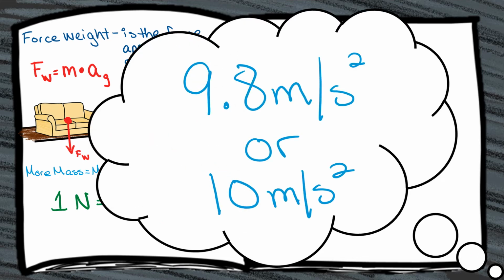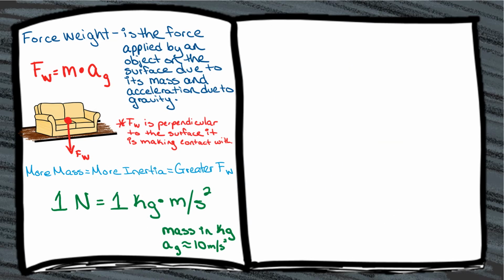Good question, Alex. For the purposes of this class, it's going to be acceptable for you to round this value to 10 meters per second squared. Now, just keep in mind that the actual value is 9.8 meters per second squared. So to get a more accurate value of force weight on Earth, we would need to use 9.8 meters per second squared. So for instance, let's look at these two couches.